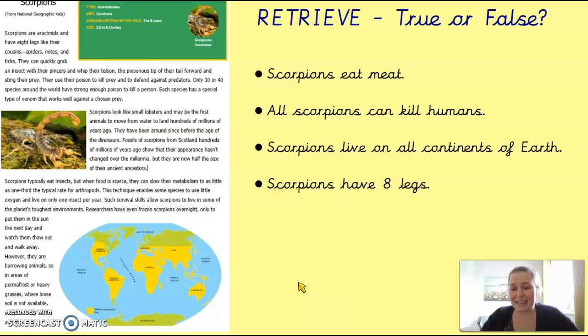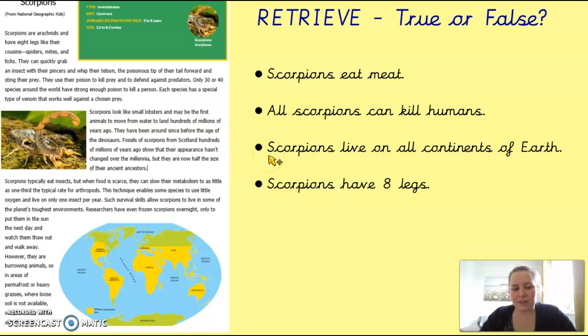All scorpions can kill humans. Now, it mentions about killing a person here, and it says only 30 or 40 species around the world have strong enough poison to kill a person. So that one is false. Not all scorpions can kill a human, some can.